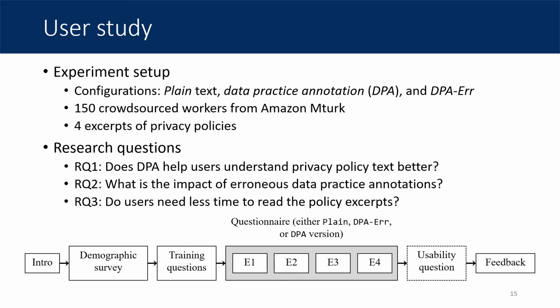The research questions we attempt to answer are: first, if correct data practice annotations are presented, do users understand privacy policy text better, as indicated by a higher total score? Second, if erroneous data practice annotations are presented, do users have worse comprehension? And third, if data practice annotations, which are either correct or incorrect, are presented, do users need less effort to read the policy excerpts, as indicated by shorter answering time?